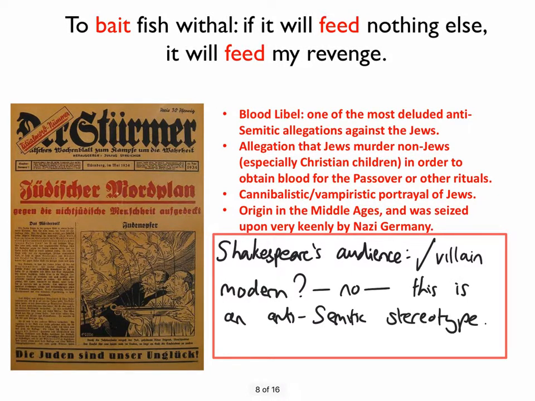It builds upon the idea of the blood libel, an anti-Semitic allegation that Jews murdered non-Jews in order to obtain blood for their rituals. This is something that had its origin in the Middle Ages, and the Nazis, for example, were very enthusiastic about it. So Shakespeare's audience would probably have taken this without question. A modern audience would recognise this for the racist stereotype it is.